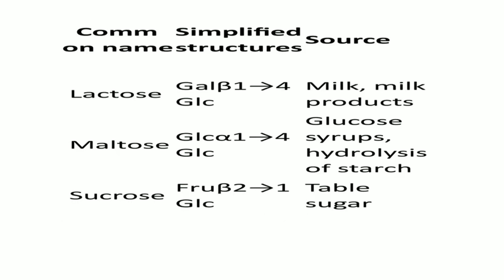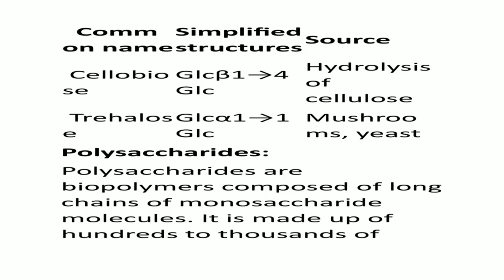Common name, simplified structures, source. Lactose: Gal beta 1 to 4 Glc. Milk, milk products. Maltose: Glc alpha 1 to 4 Glc. Glucose syrups, hydrolysis of starch. Sucrose: Fru beta 2 to 1 Glc. Table sugar. Cellobiose: Glc beta 1 to 4 Glc. Hydrolysis of cellulose. Trehalose: Glc alpha 1 to 1 Glc.